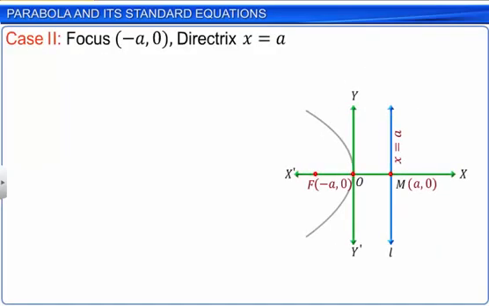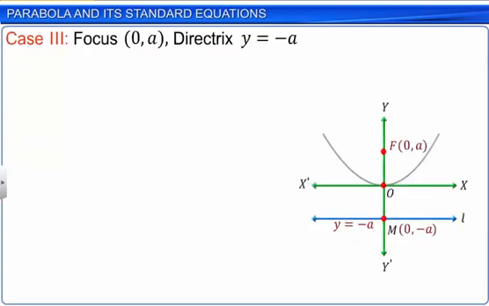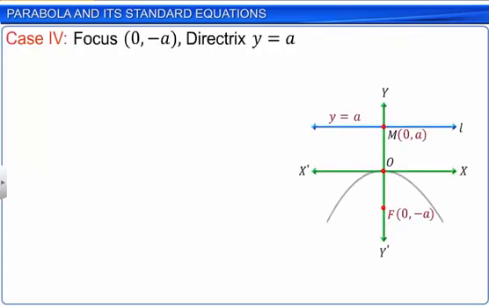As another possibility, we can have the axis of symmetry along the x-axis with the focus of the parabola on its negative side and the directrix cutting the positive side. We can also have the axis of symmetry along the y-axis with the focus of the parabola on its positive side and the directrix cutting the negative side of the y-axis. Or we can have the axis of symmetry along the y-axis, the focus of the parabola on its negative side and the directrix cutting the positive side.